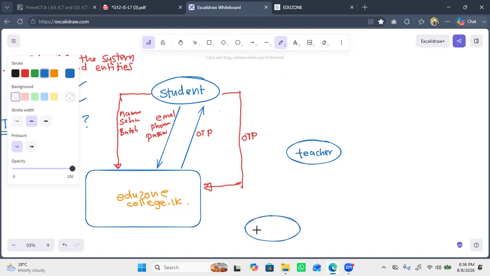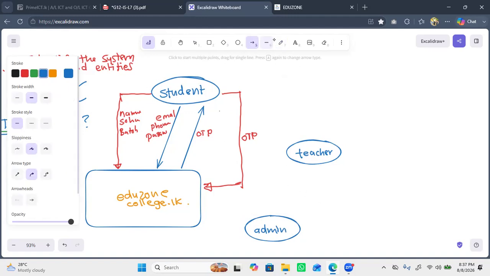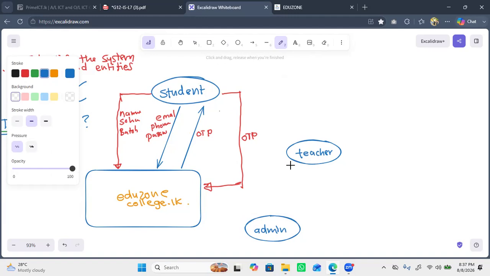The admin is Hilmi sir, Hari, the admin in our system, and the teacher should give her details. Now another rule you should remember: when there is a data flow between two external entities. Here, see, it is always a data flow between the student and the system. All the arrows are between the system and the student.